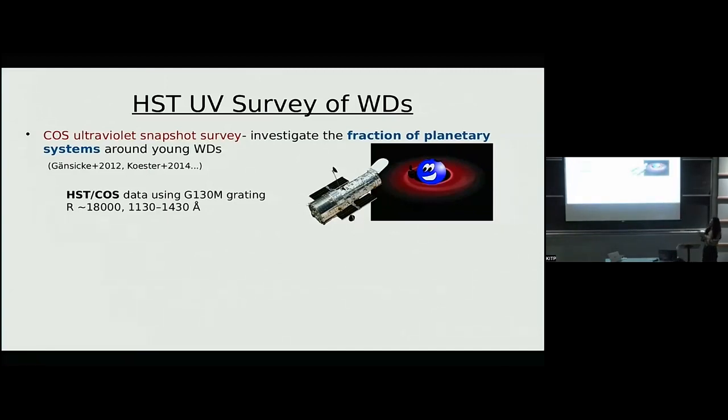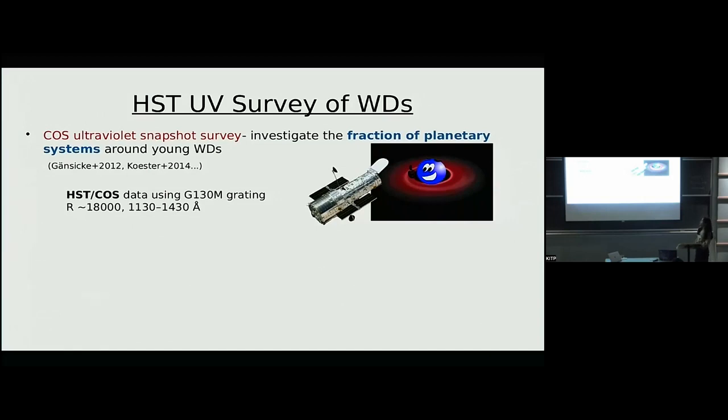The objects that we have selected are part of the ongoing HST COS Ultraviolet snapshot survey, where the main aim was to investigate the fraction of planetary systems around young white dwarfs. There are already a few interesting papers coming from this survey.